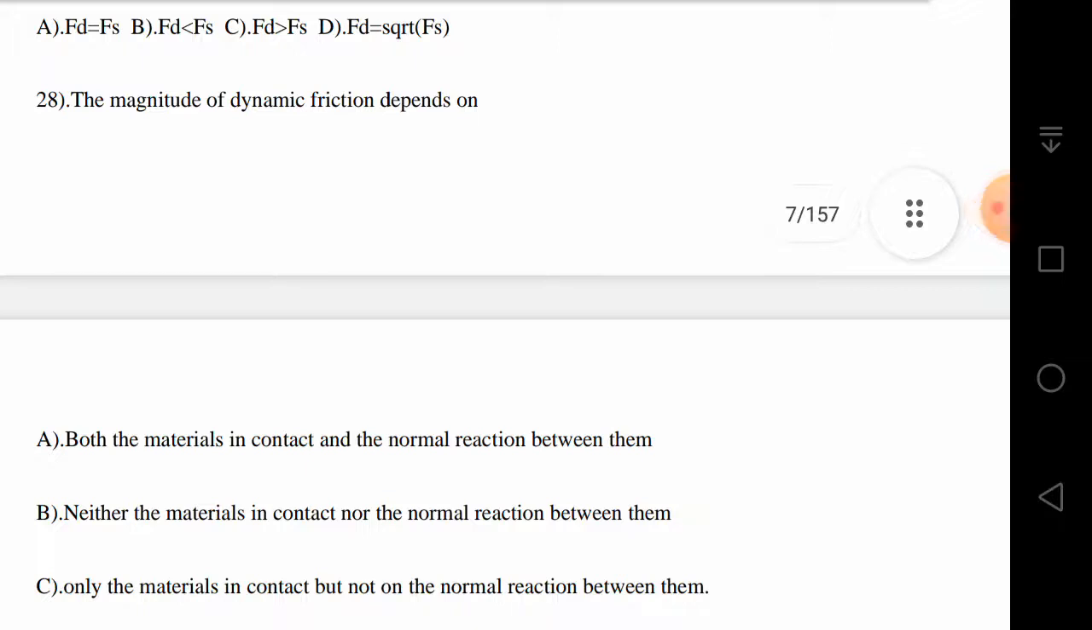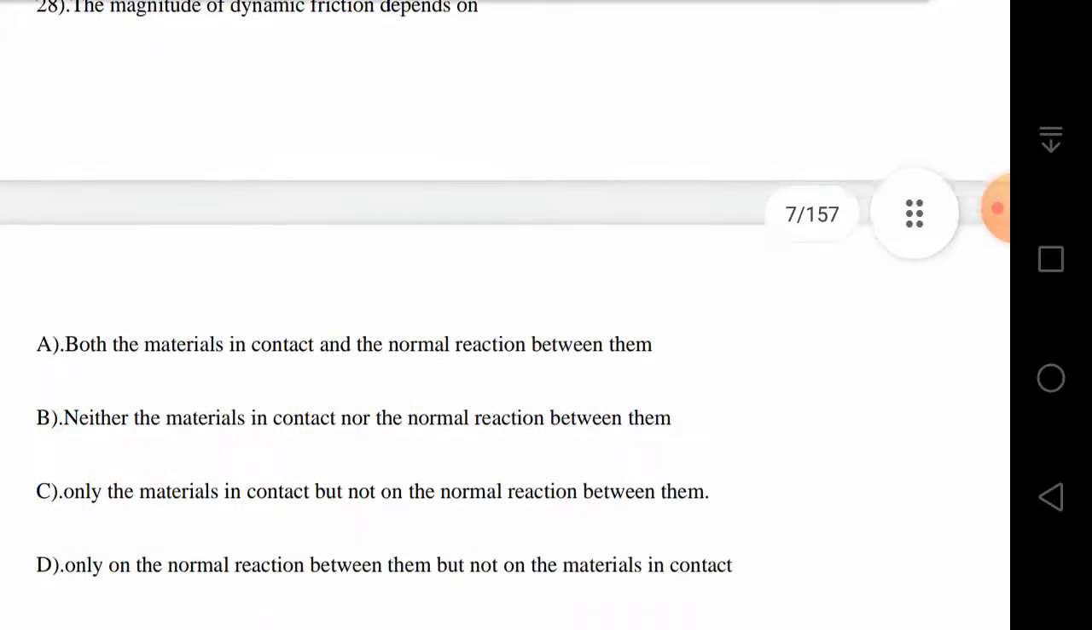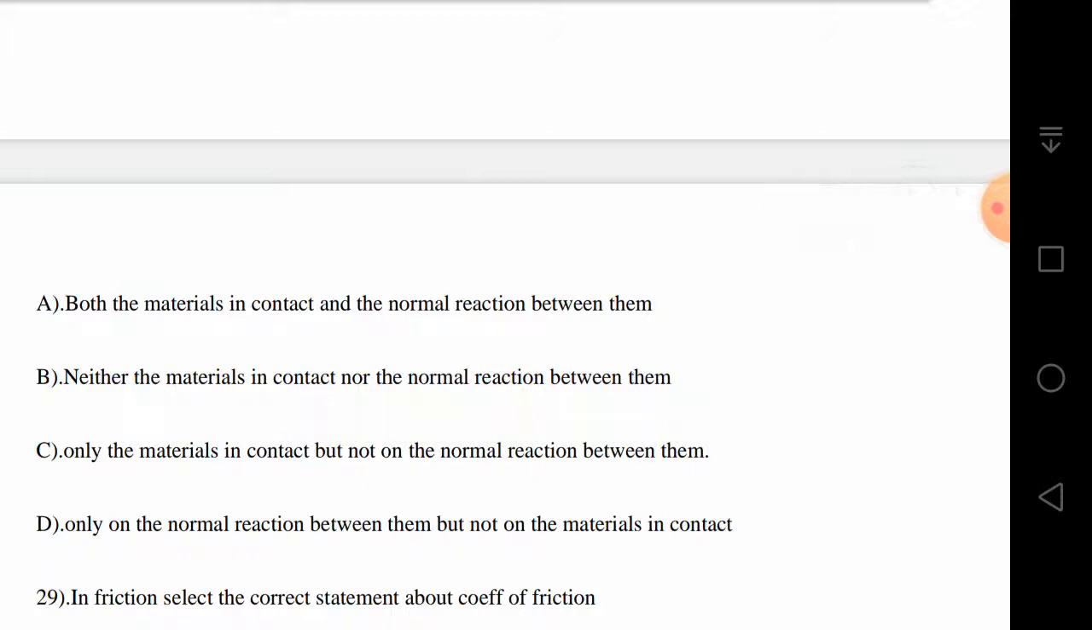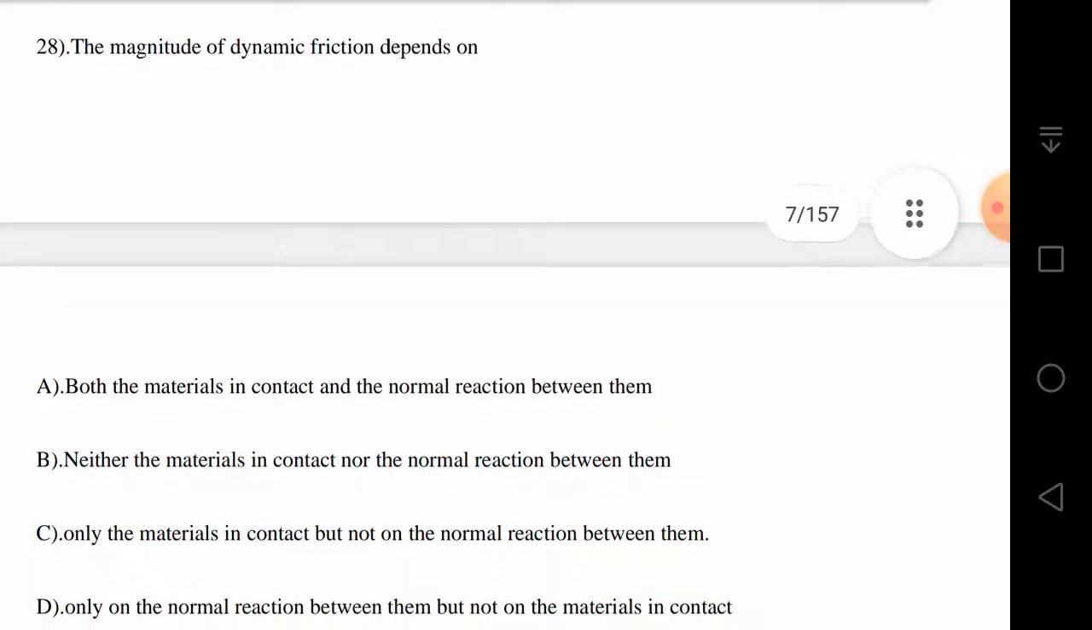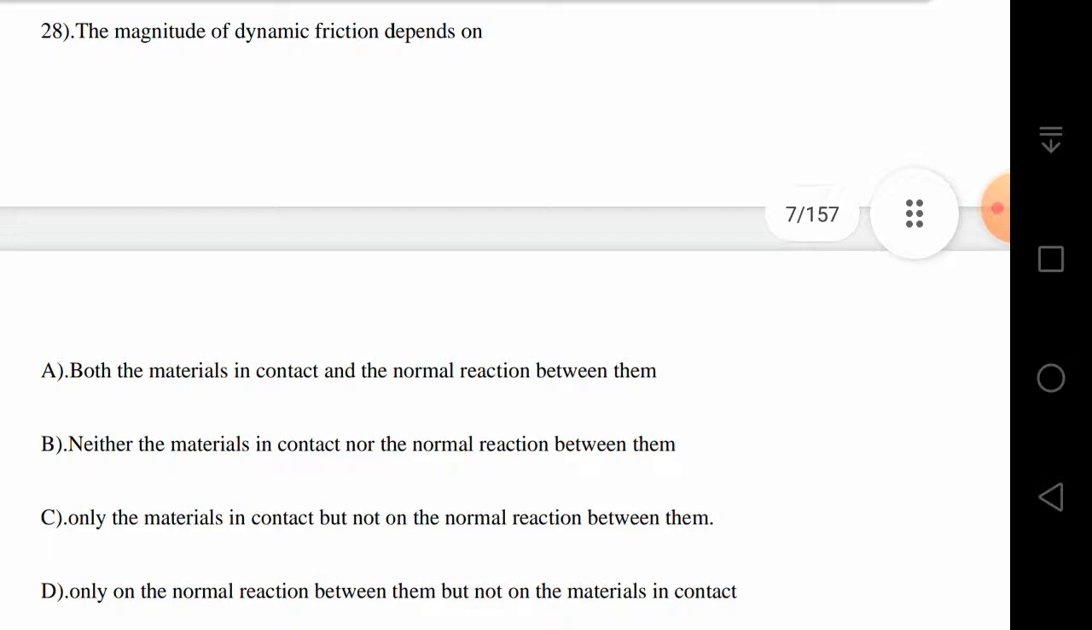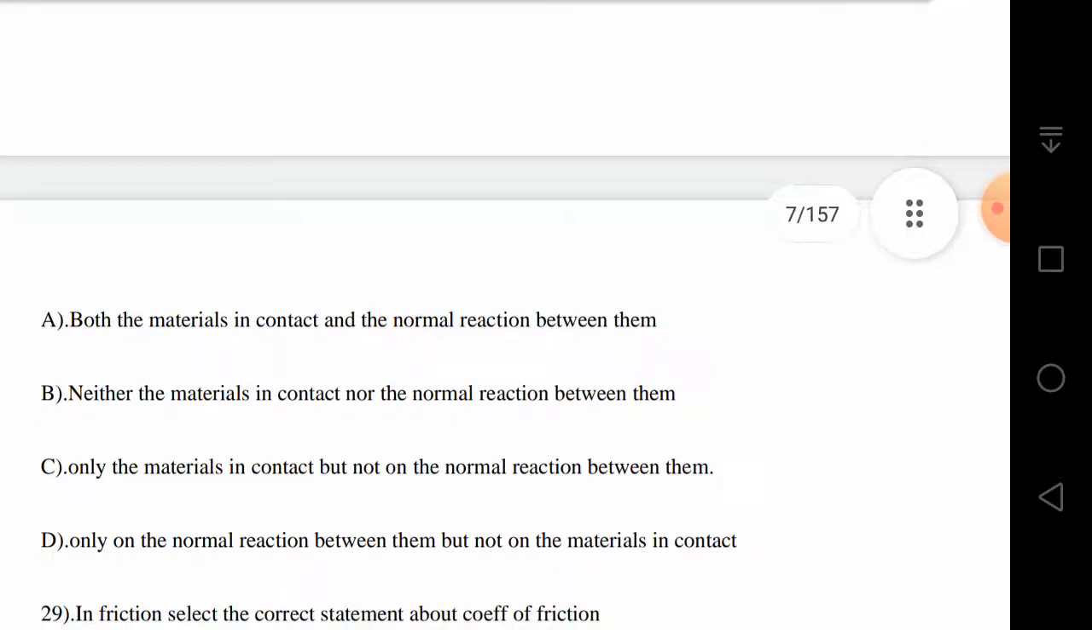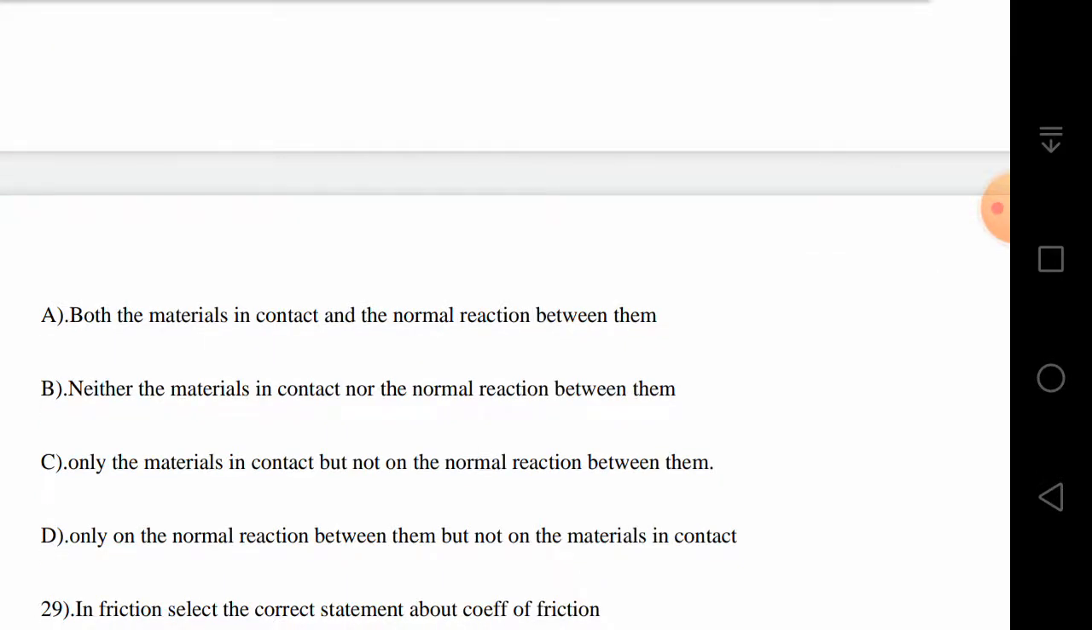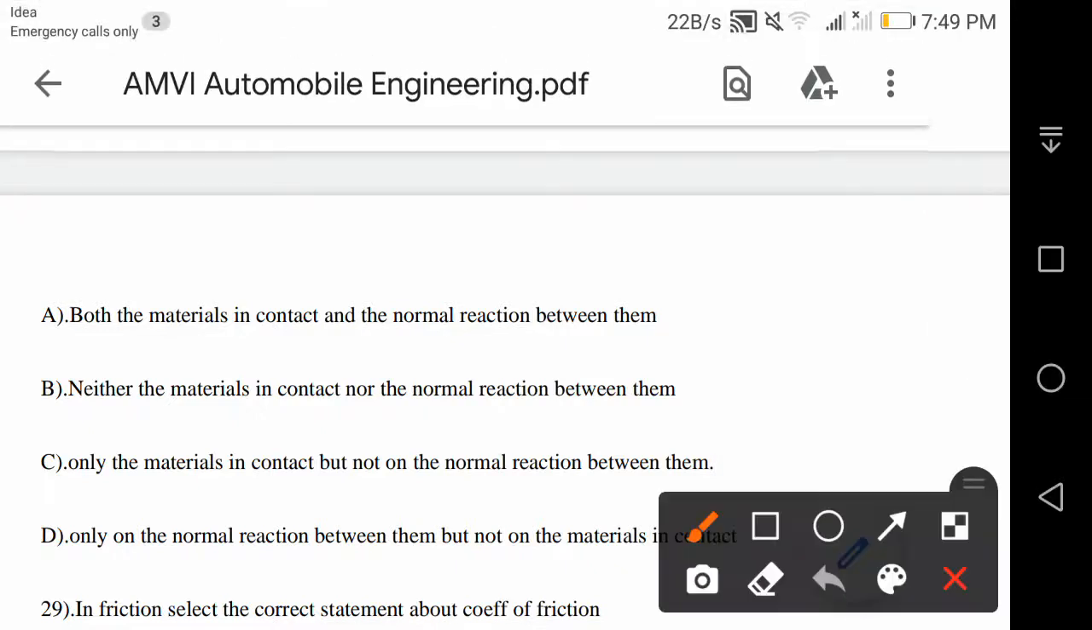The magnitude of dynamic friction depends upon. Here he is asking on which factors the magnitude of dynamic friction depends. Is it both materials in contact and normal reaction, or neither of them, or only materials, or only normal reaction? The correct answer is A: both the materials in contact and also the normal reaction.